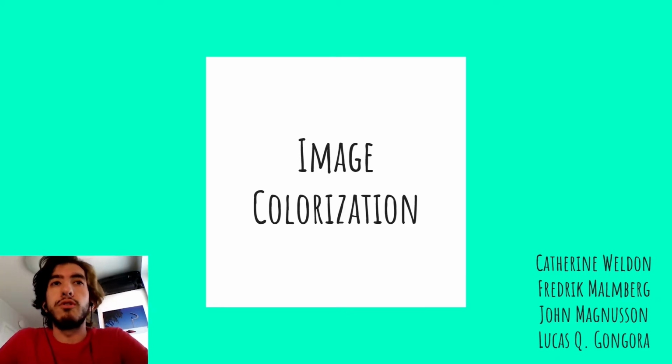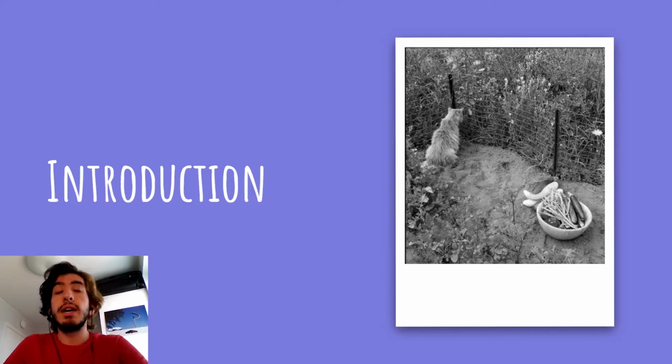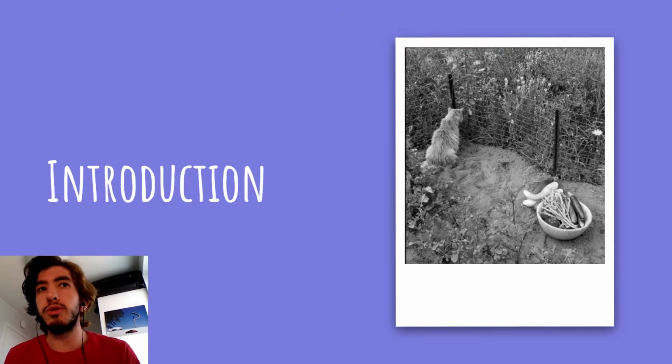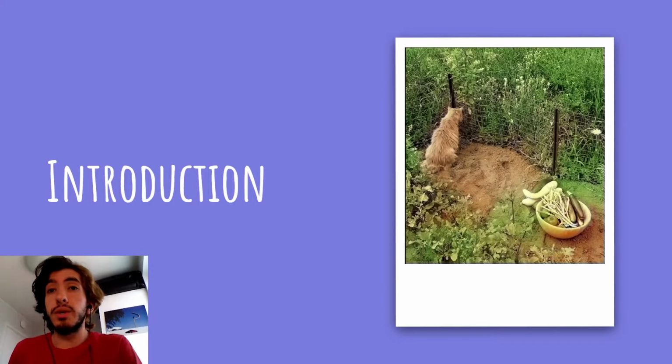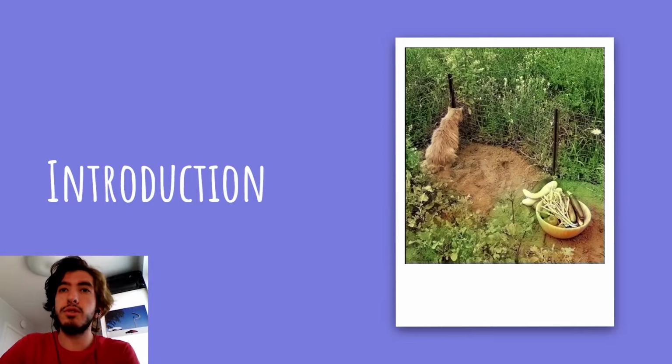We are Group 104, and this is our motivation to do the image colorization project. As said before, our main goal is to train our model in order to take a black and white image and try to colorize it. We are using the paper from Zhang, Isola, and Efros about colorful image colorization as our guideline to do this project.